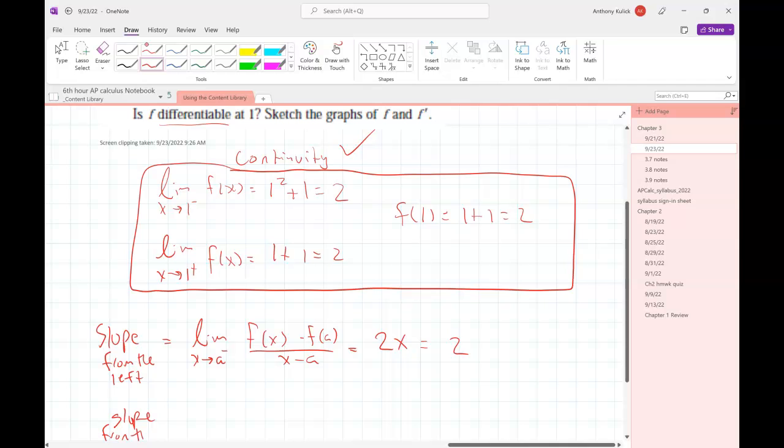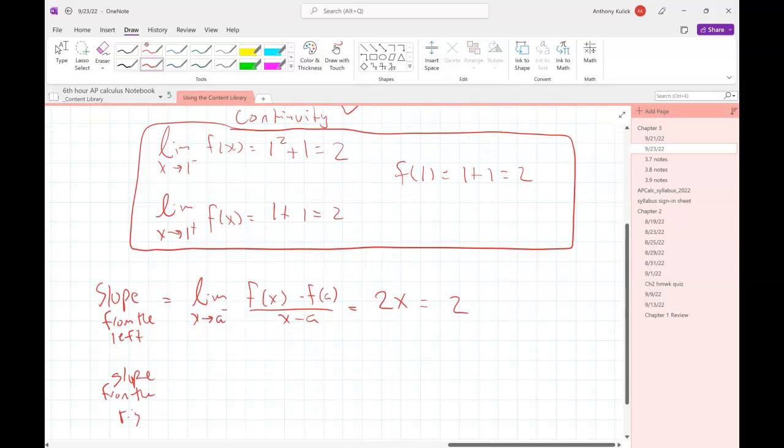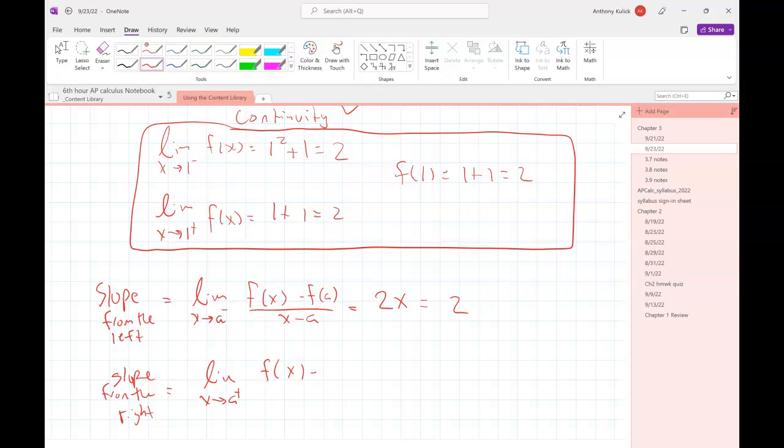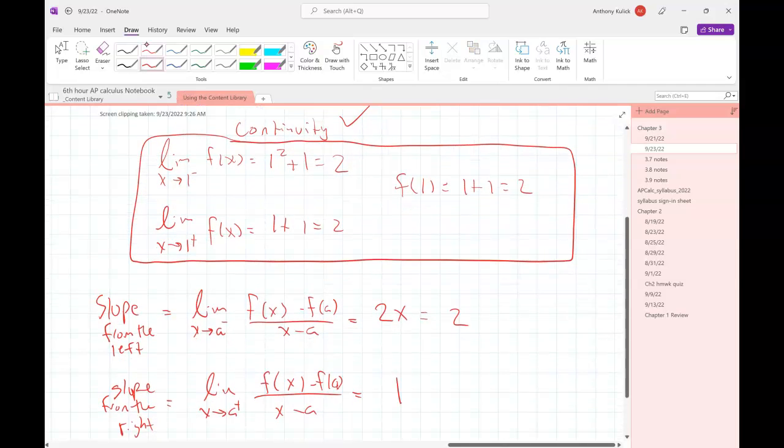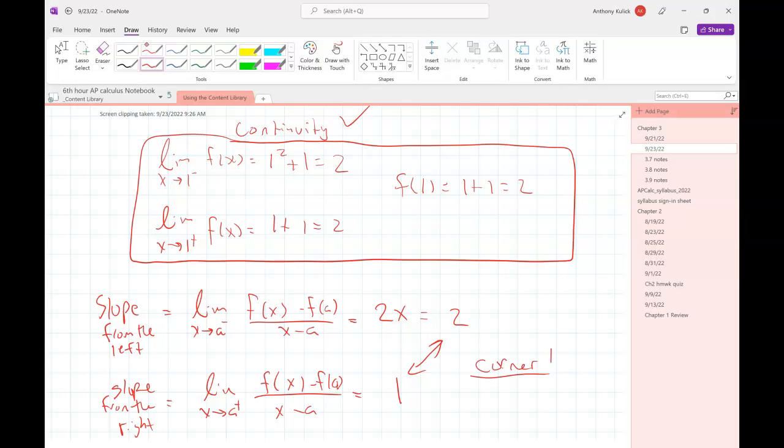Slope from the right, we'd write that the limit as x approaches a from the right of f of x minus f of a all over x minus a. Well, in that case, if I take the derivative of the right-hand side, I get 1. Those aren't agreeing, right? That, to me, screams corner. So, no.